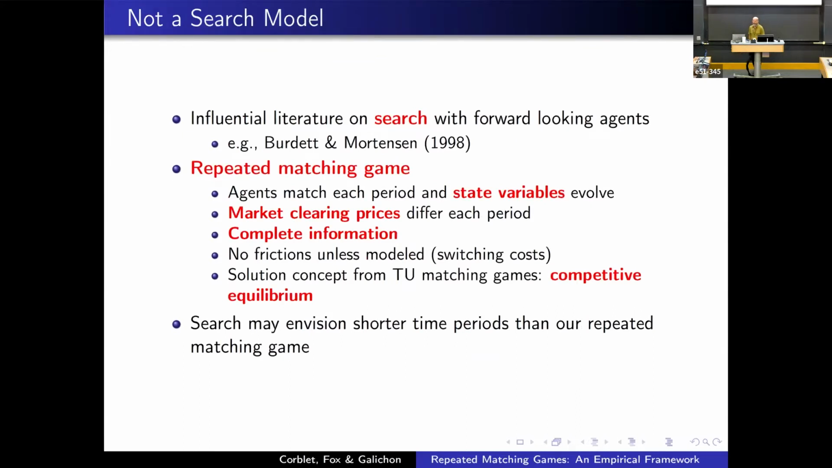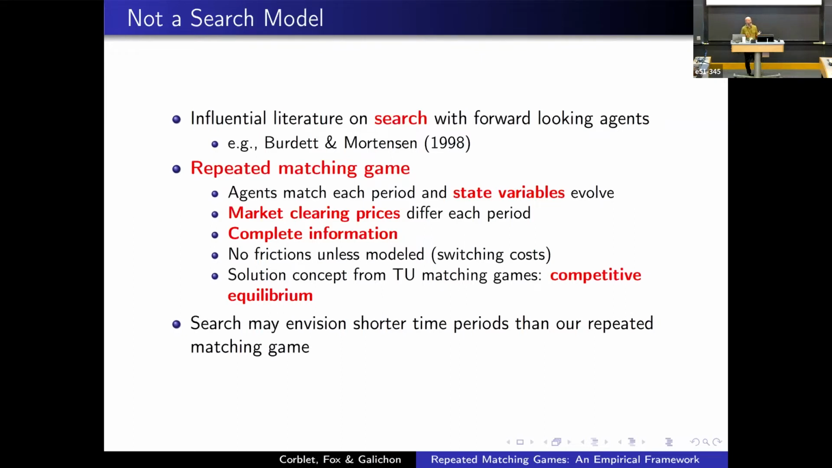Okay, this is not a search model, as in this huge literature in macro and labor. It's very influential. So the difference, I think, between a repeated matching game and a search model is that here, a time period is when you make an entire match, and then potentially the match gets resolved. In a search model, a time period is kind of the time you take to go to a job interview or on a date or some other sort of thing. Here, a time period is an entire market opening and closing.